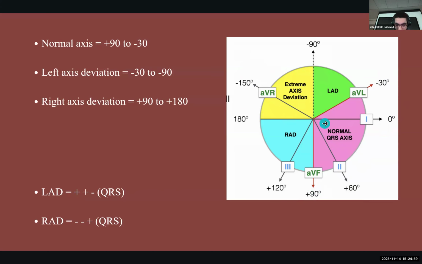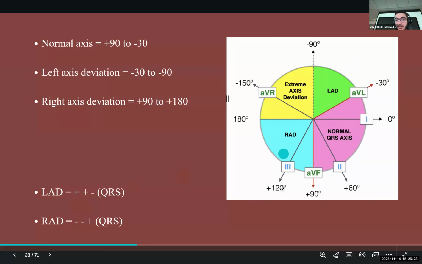You'll also have a negative lead three. As you can see, here is the lead three. If it's also negative, that means it's definitely outside and the mean electrical axis would be almost like this, and that's not normal, and that's left axis deviation. Sorry, I mixed something up. Scratch whatever I said.